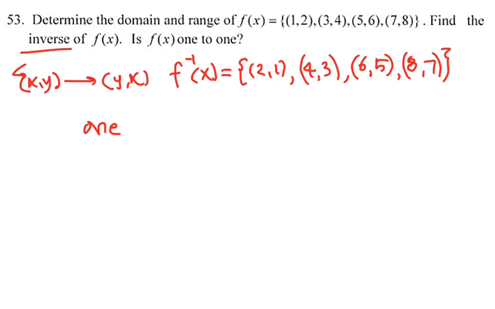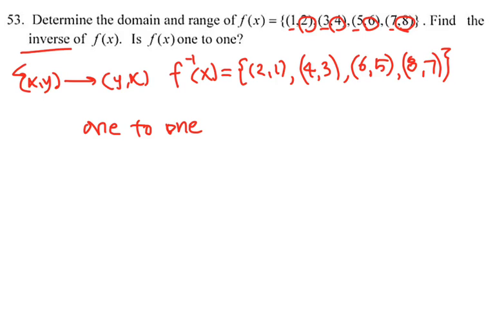Now, is this a one-to-one function? That means when you look at the original function, does x repeat? 1, 3, 5, 7, no, they don't repeat, so therefore it must be a function. But in order for it to be one-to-one, we have to make sure the y doesn't repeat as well. Then we have 2, 4, 6, 8 as our y values, and they don't repeat, so therefore it is a one-to-one function.